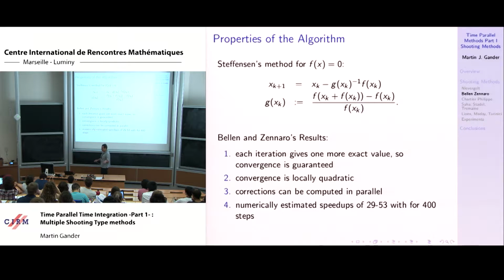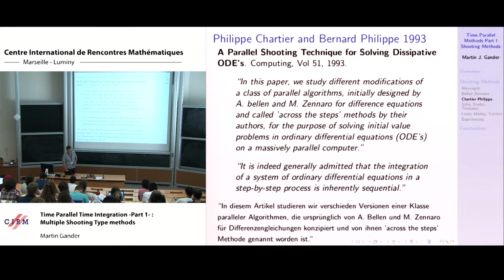So here we have a systematic method that sort of seems to be able to do this. And then there was a very fundamental contribution by Philippe Chartier and Bernard Philippe in 1993, a parallel shooting technique for solving dissipative ODEs. Here we have now the name in the title. It's a parallel shooting method. And they have in their abstract: in this paper, we studied different modifications of a class of parallel algorithms initially designed by Belling and Nievergelt. So you see clearly these are these two people I discussed before.